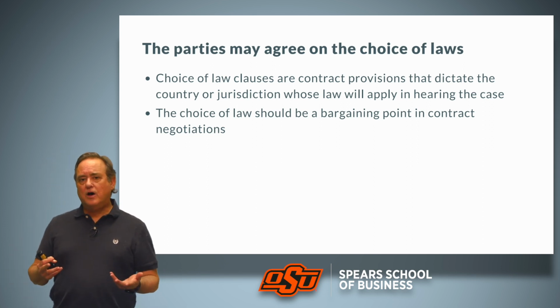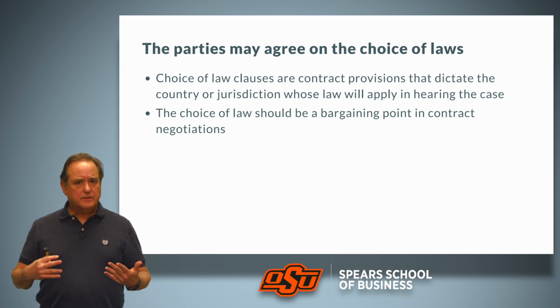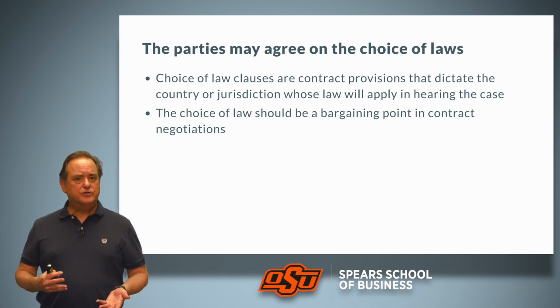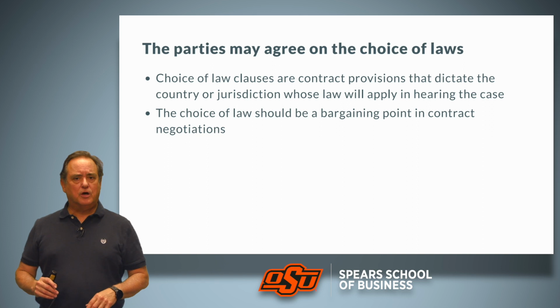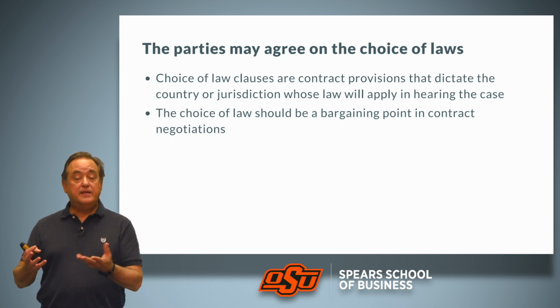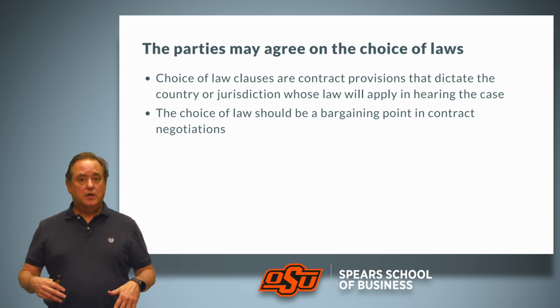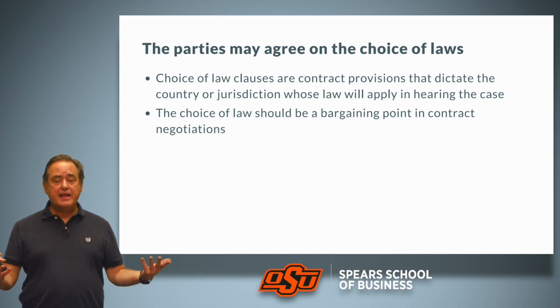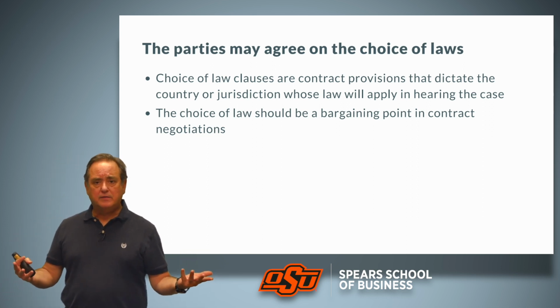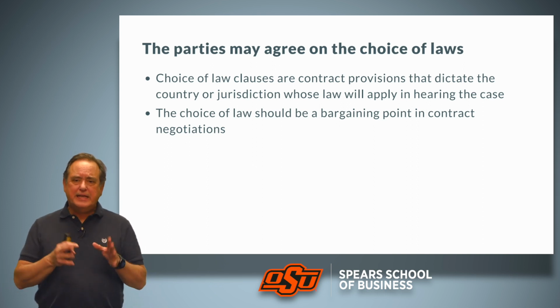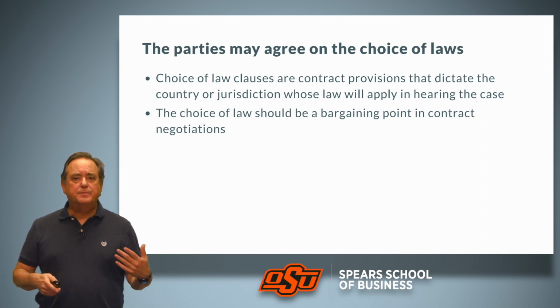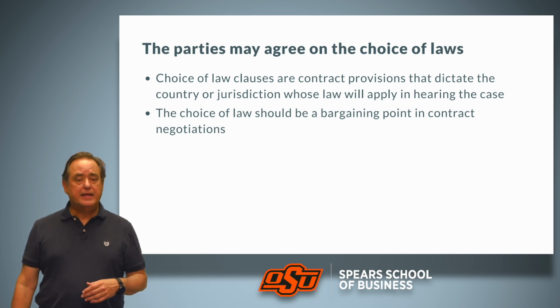So choice of law is something that you should think about in your contract negotiations. If you want UK commercial law to apply, then you may agree to paying a higher price if you're a buyer, or if you're a seller, to agreeing to a lower price. It's an item that should be included in bargaining in the making of a contract.